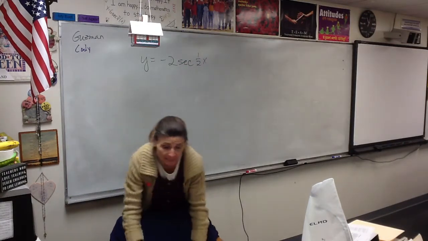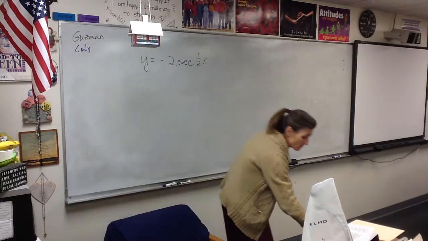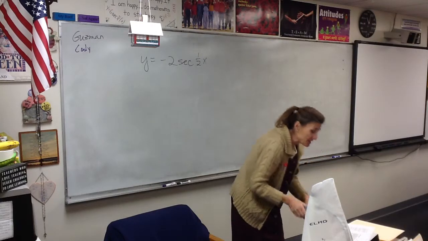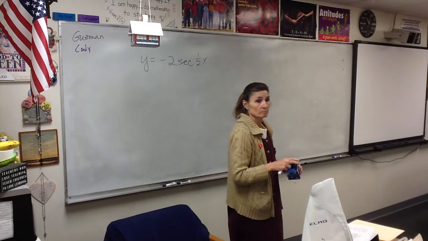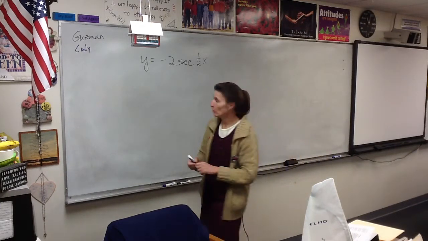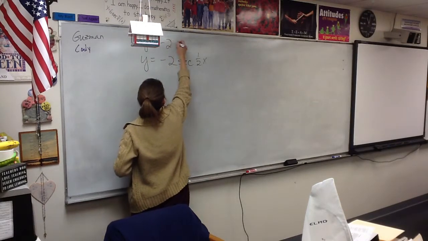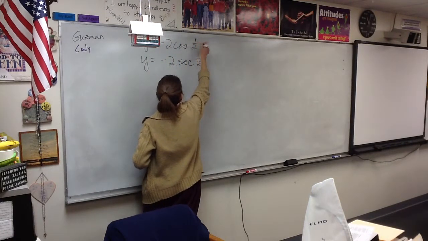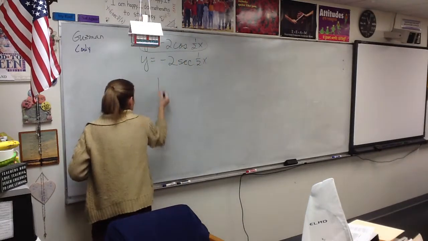We're going to graph a secant. All right? What is the very first thing we think about when we graph a secant? The reciprocal. So we're not even going to graph the secant. We're going to start by graphing the what? Cosine. Very good. So we're going to start by graphing this.